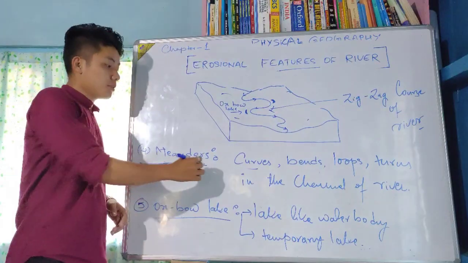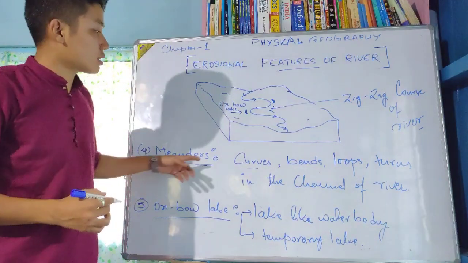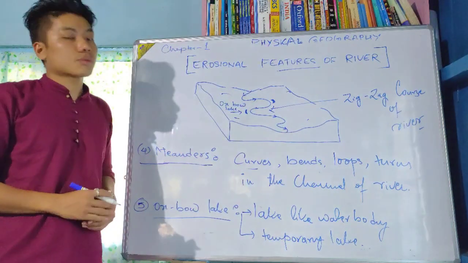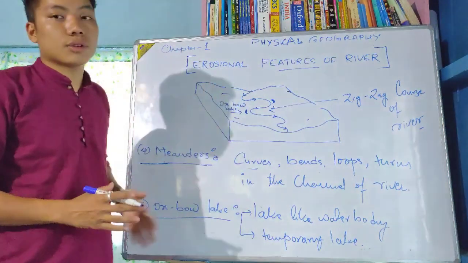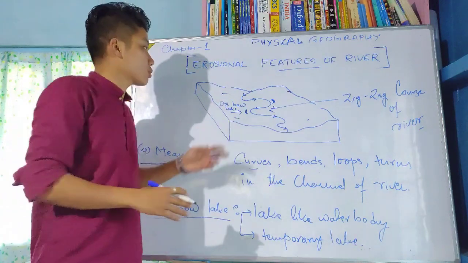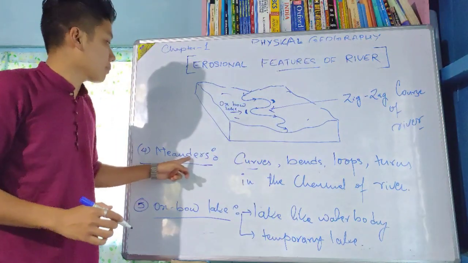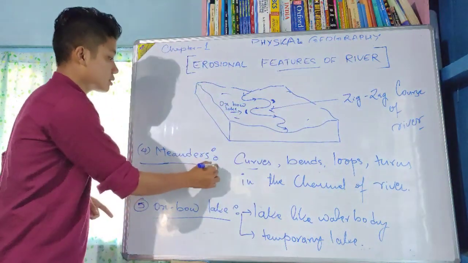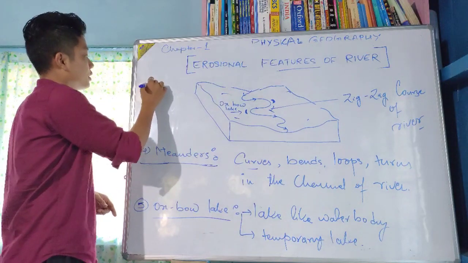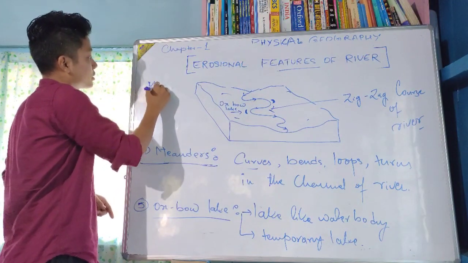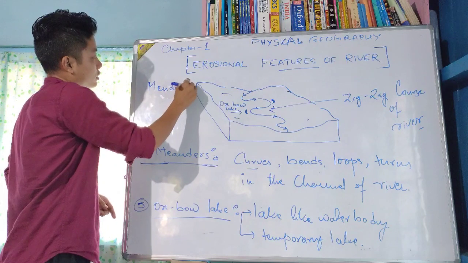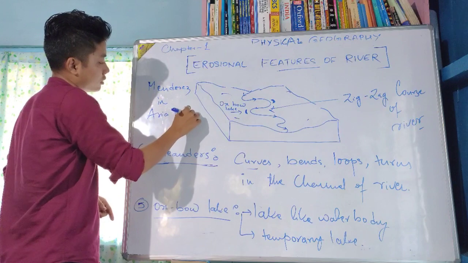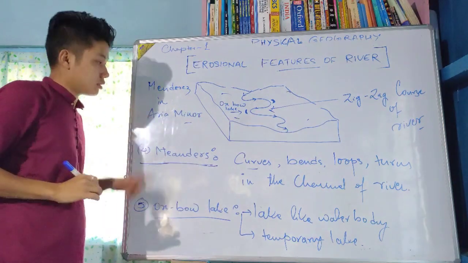So these particular holes are considered potholes. Okay, number 4 is meanders. So what are meanders? Meanders are generally curves, bends, loops and turns in the channel of the river. See, in the middle course of the river, the velocity of the river gradually decreases, so gradually it forms meanders. It is also called the zigzag course of the river. It is named meander after the river Menderes in Asia Minor. Just remember this one.